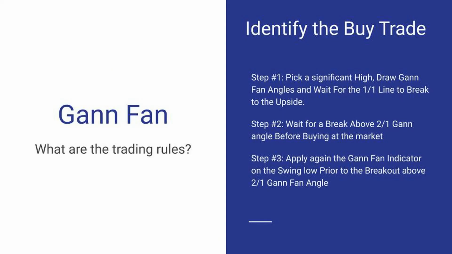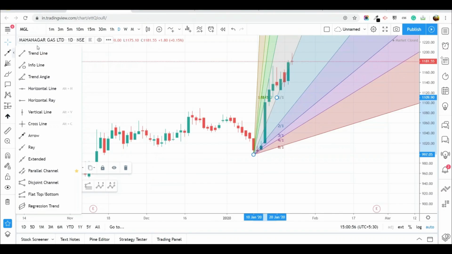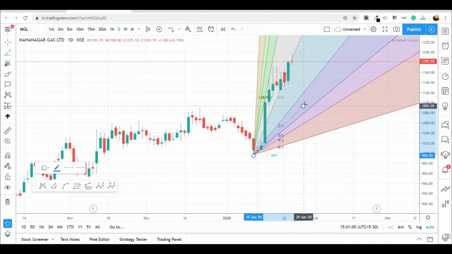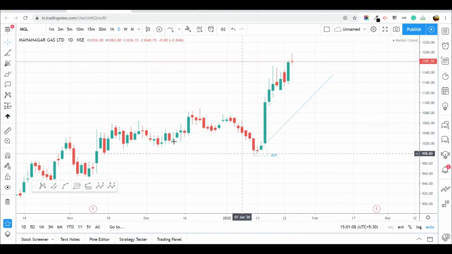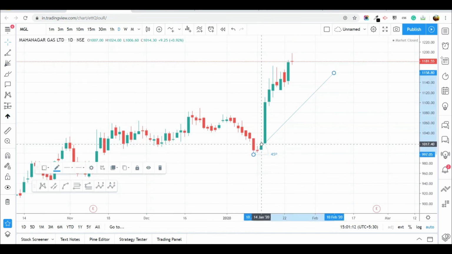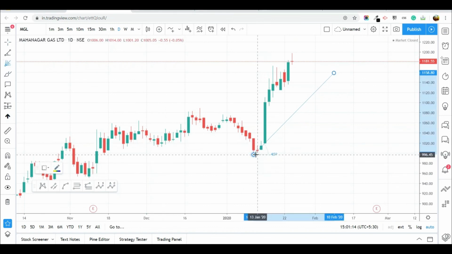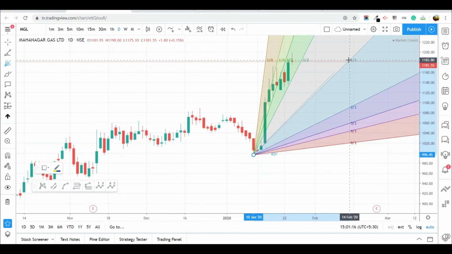Let's go to step 1. What is step 1? Pick a significant high. So in this case, pick a significant low. Go to the trend angle and make it 45 degrees once more. Sorry, this is drawn incorrectly. This is the low. This is 45 degrees, correct? Let's draw it.